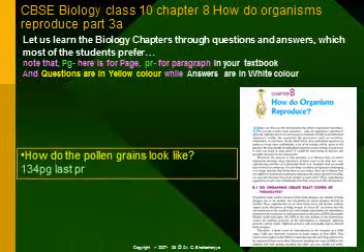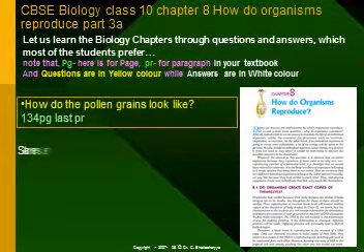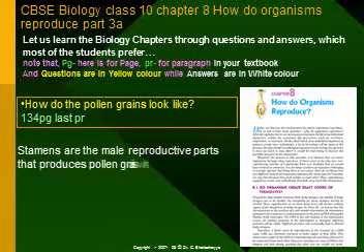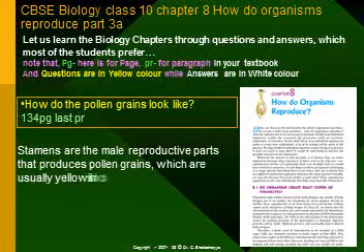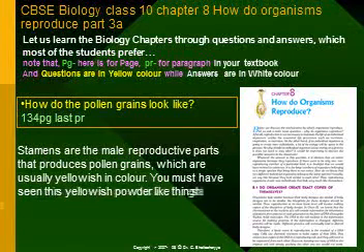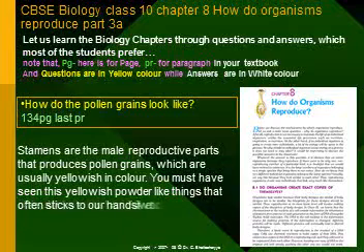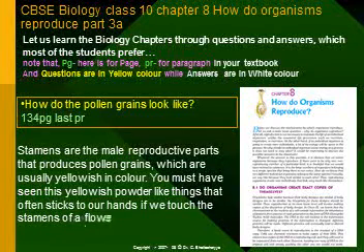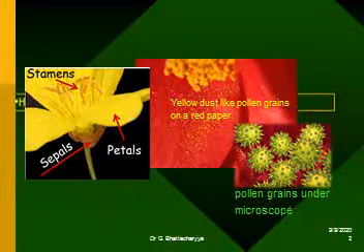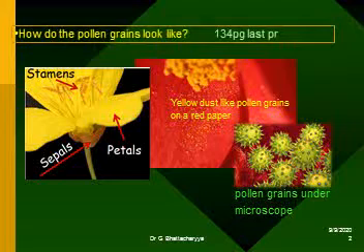How do the pollen grains look like? Stamens are the male reproductive parts that produce pollen grains, which are usually yellowish in color. You must have seen these yellowish powder-like things that often stick to our hands if we touch the stamens of a flower. On stamens, yellow powder-like thing, they look like yellow dust-like pollen grains on a red paper you can see. Pollen grains under a microscope you can also see.